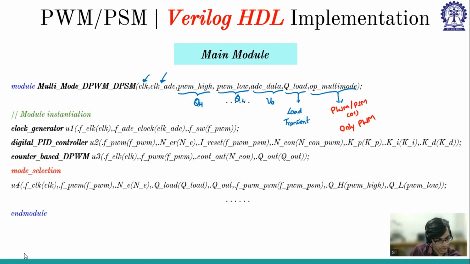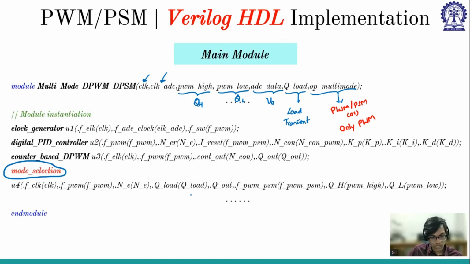Then there is this mode selection, which is the unknown block that we had not discussed previously. So we'll discuss it thoroughly today. The clock generator, digital PID controller, and counter-based DPWM were all discussed previously, so I'm not touching upon them.